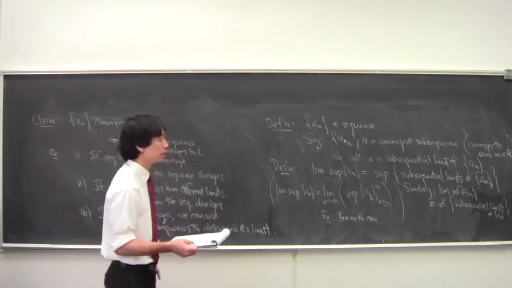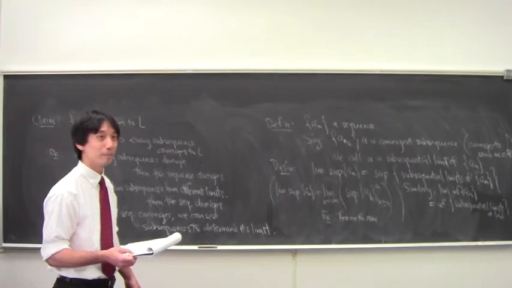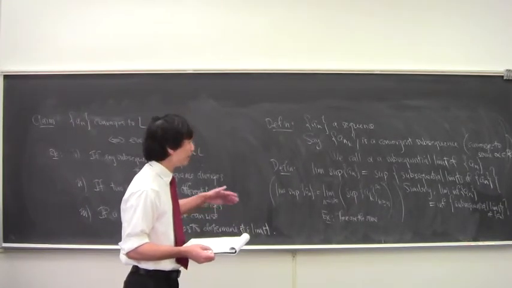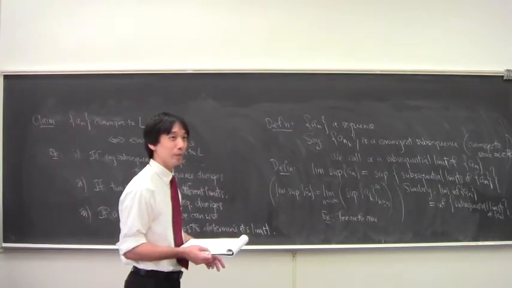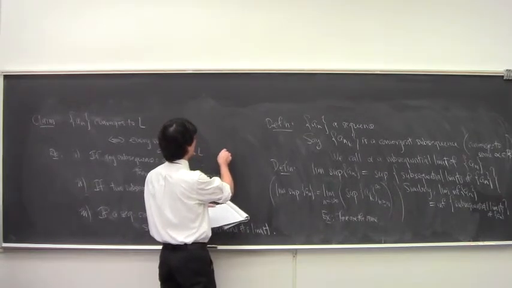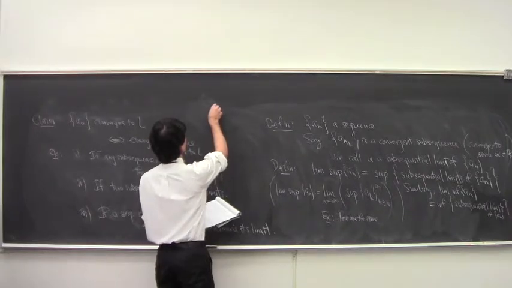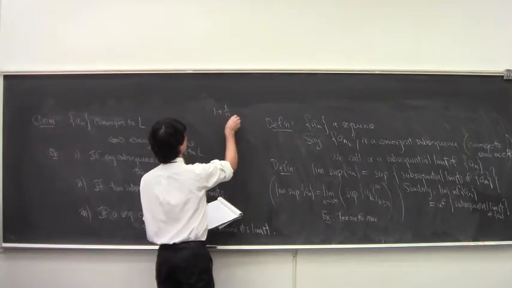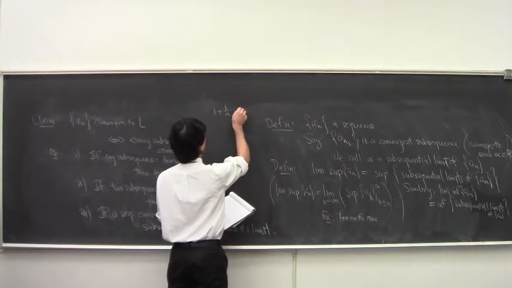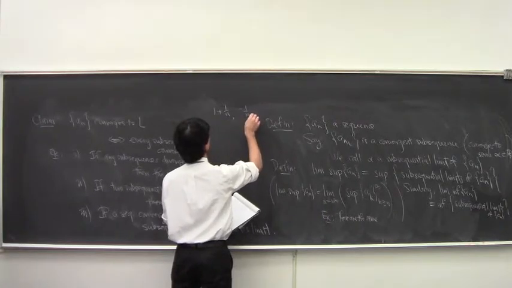Yeah, Ronnie. In practice, how do you find the set of all subsequential limits of A, since there are so many subsequences? Yeah, it's not so easy to do. But if it's something simple, then it's possible. Like, if you have something like, say, 1 plus 1 over n, negative 1 over n. Suppose you have some sequence like this.